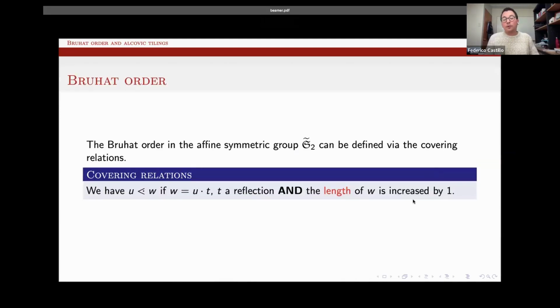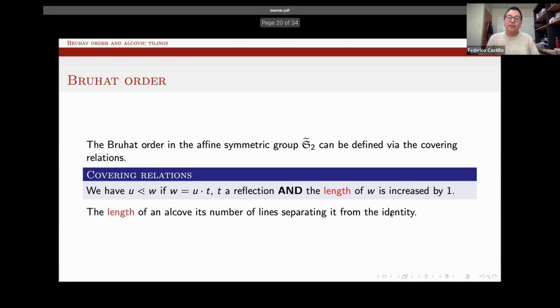So now, what is the Bruhat order here? I'm not comparing elements abstractly, but now I'm going to compare alcoves. I'm going to compare two triangles. I need to know when one triangle is smaller than the other one. And very similar to the previous one, I'm going only to describe the covering relations. W covers U if I can multiply U by a single reflection, or the reflections that define the whole group. That is the right generalization of any transposition. And the length increased by 1.